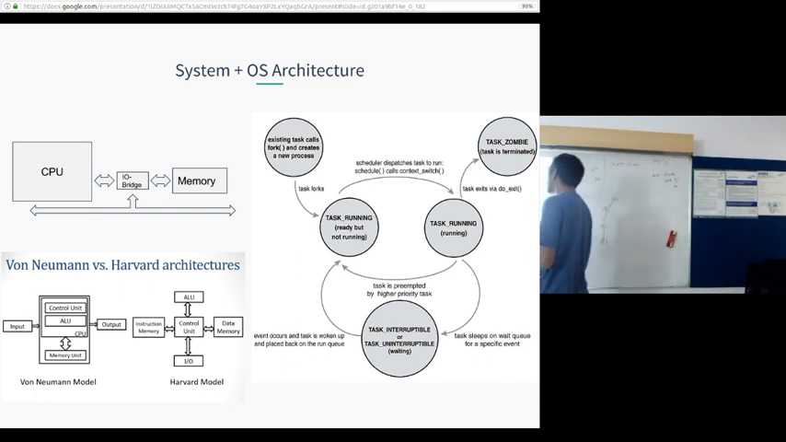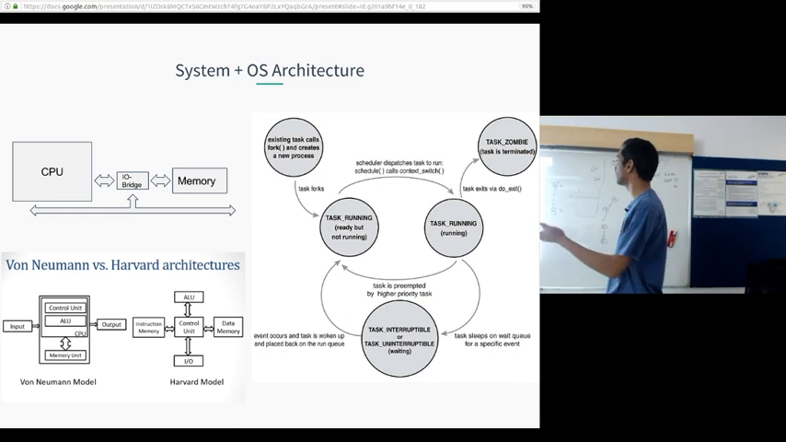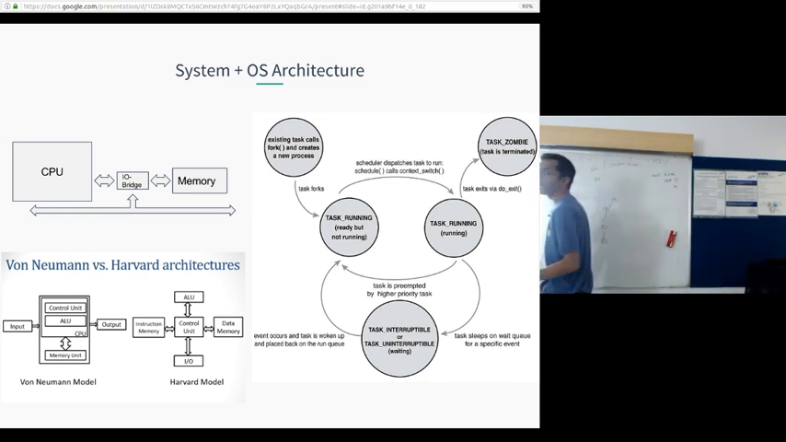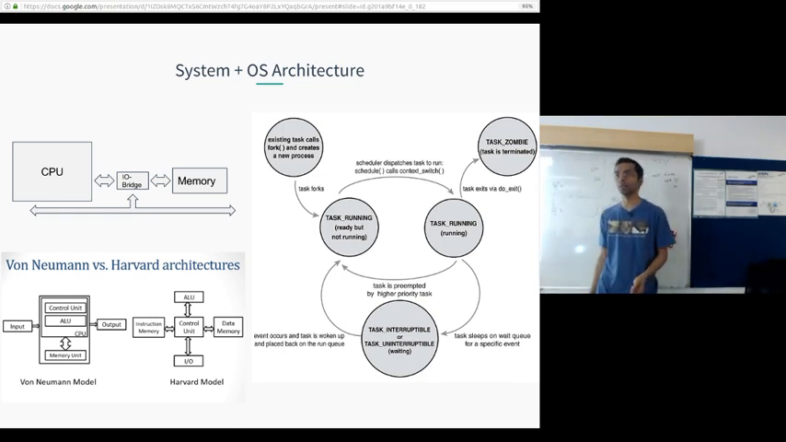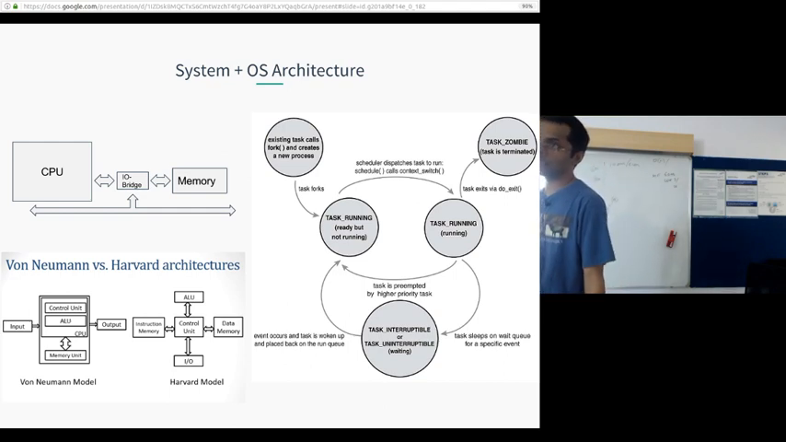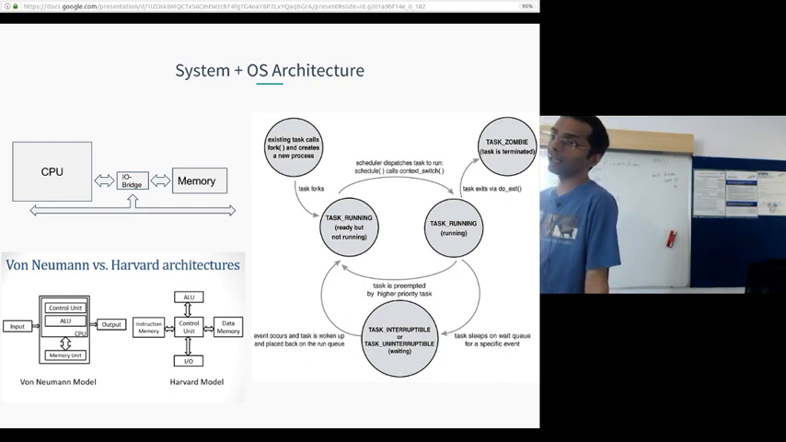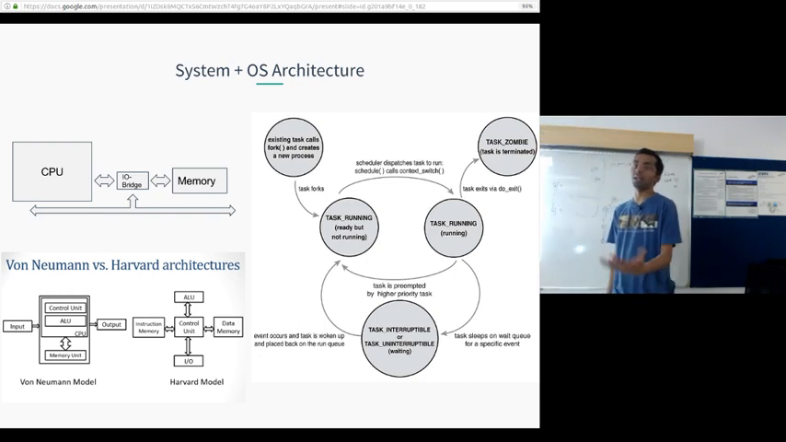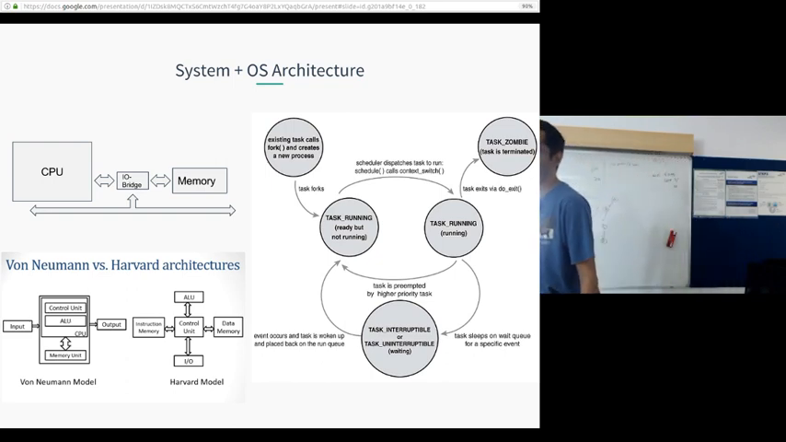So let's talk about how the processor interacts with your memory and how the system itself is laid out. One question from the YouTube live audience: is multi-threading an example of parallelization? Yes, multi-threading is an example of parallelization. We will talk about that in a moment.